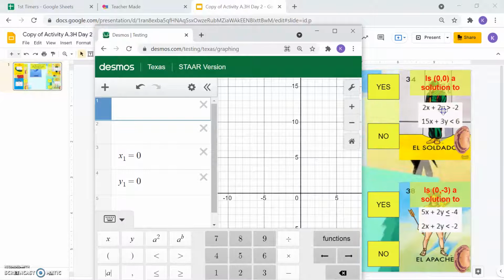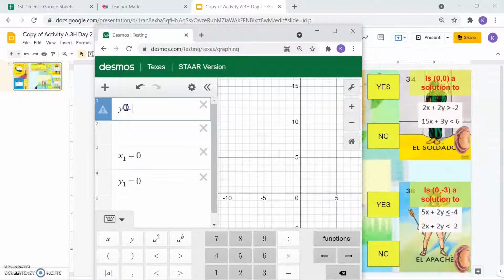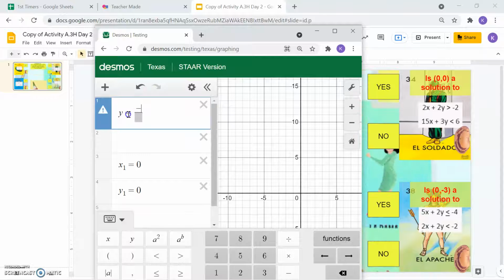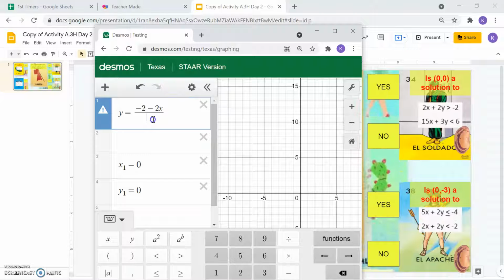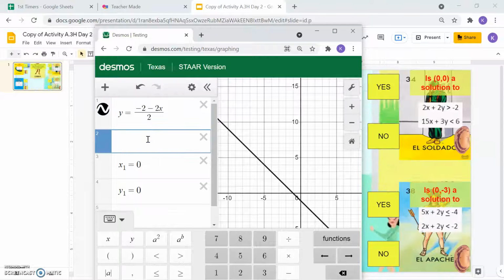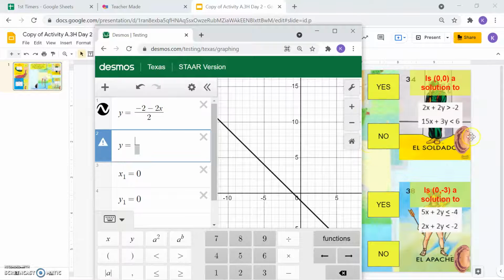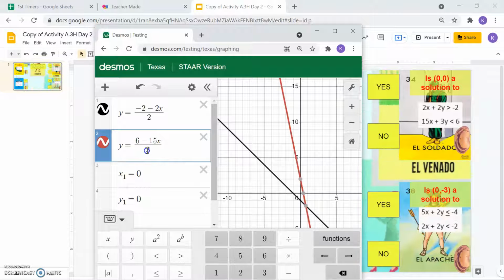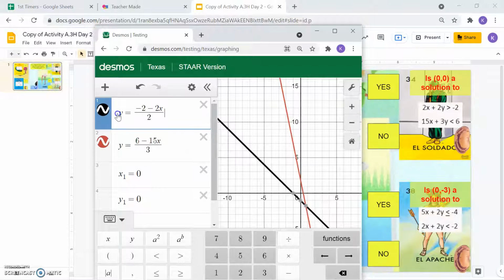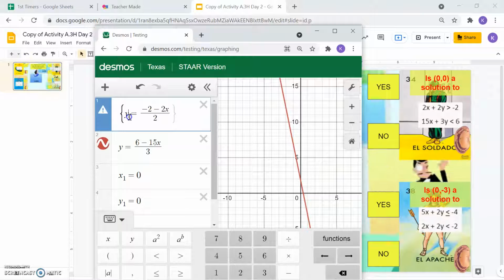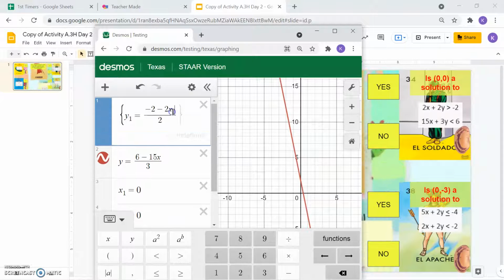I'm going to delete, and I'm going to type in this one. As you can see, the x and the y are on the left side. It's going to be y equals, divide this lonely number, negative 2, opposite of x, negative 2x, divided by the number in front of the y, which is a positive 2. Then we have y equals, divide here, because the x and the y are on the left side. This lonely number is 6, opposite of 15x, minus 15x, divided by the number in front of the y, which is a 3. And I forgot to put brackets, that's okay. I'll just go back and put here y1 and x1.